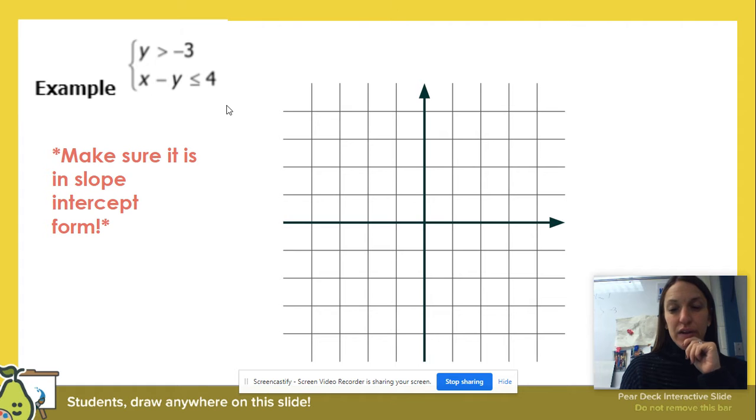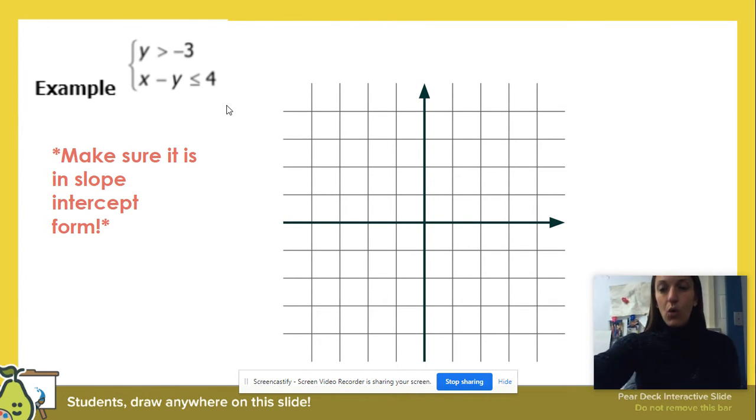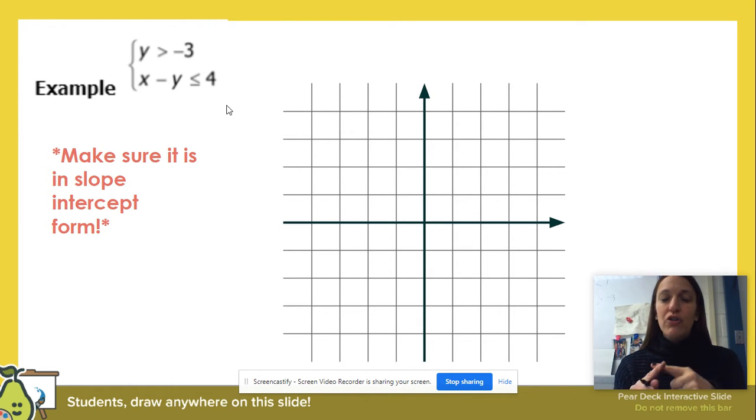Notice that this inequality is not in mx plus b form. So before you graph anything, it needs to get to mx plus b form. So you're going to have two lines, just like you would on a system of equations, except inequalities have lots of solutions, not like just the dot where they cross on an equation. We show those solutions by shading.